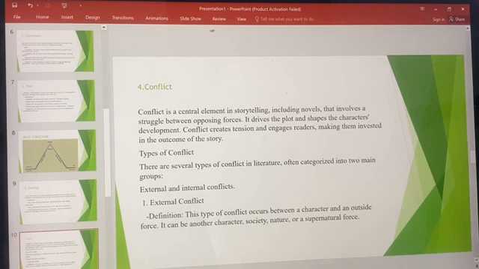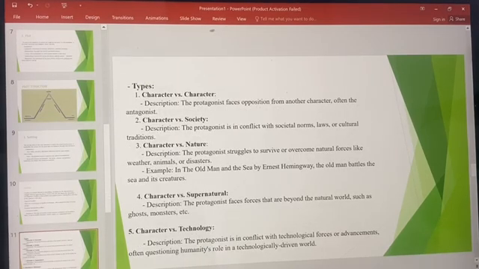We have different types of conflict. The first one is the external conflict. This type of conflict occurs between a character and an outside force. It can be another character, or maybe society, nature, or a supernatural force. These are the types of external conflict.